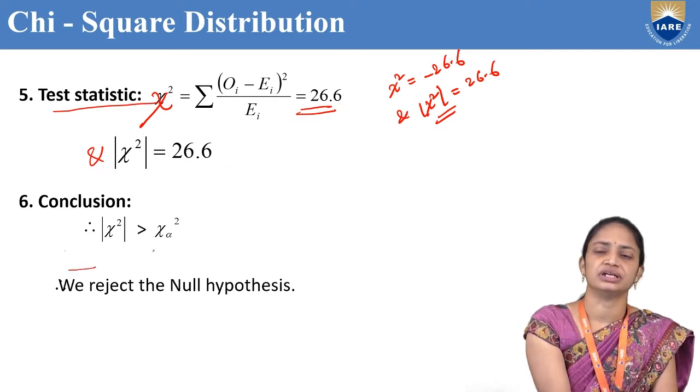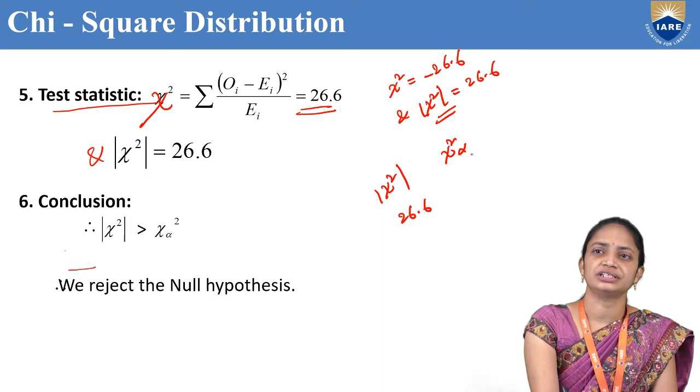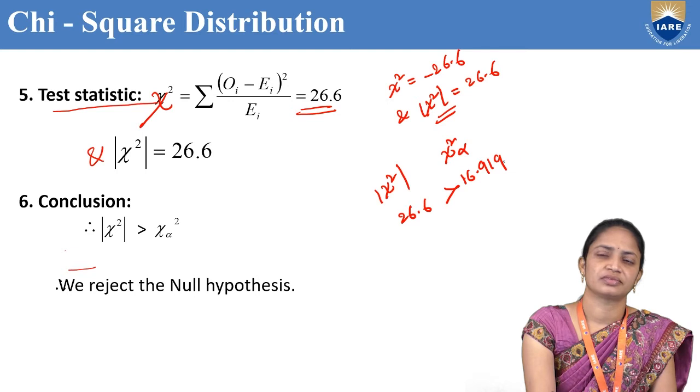Coming to the conclusion, mod chi-square is 26.6 and chi-square alpha is 16.919. So 26.6 is greater than 16.919. The mod chi-square we have calculated, and the chi-square alpha value we have taken from the table. So mod chi-square is greater than chi-square alpha. That means the calculated value is greater than the tabulated value, so we reject the null hypothesis.